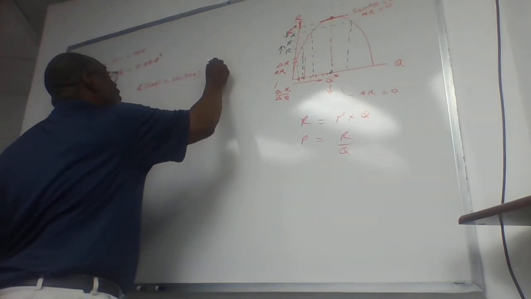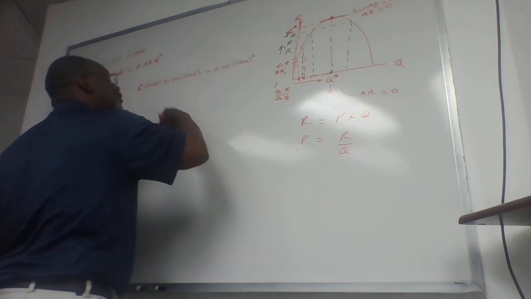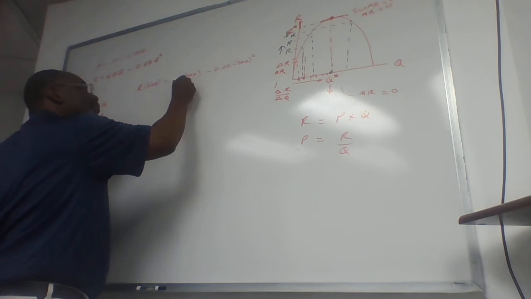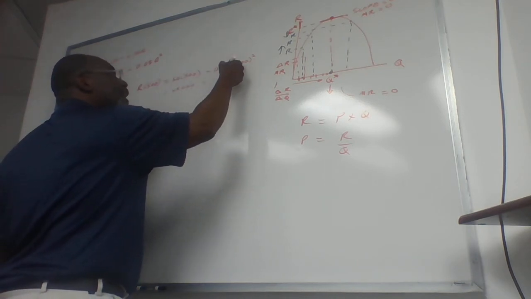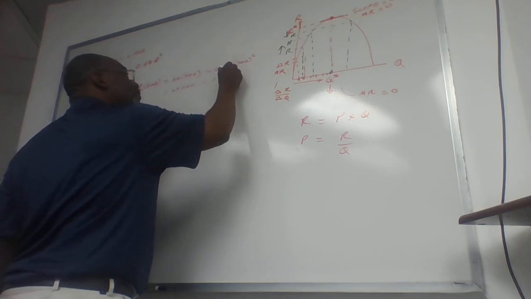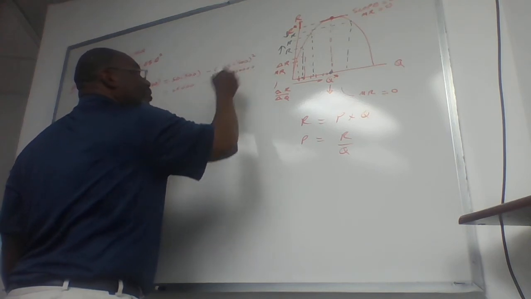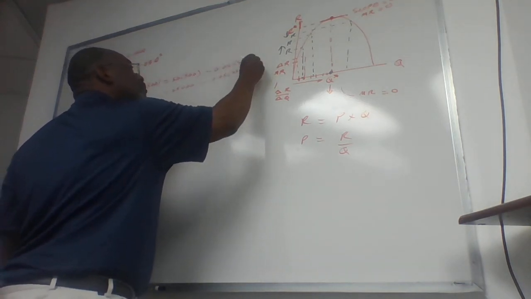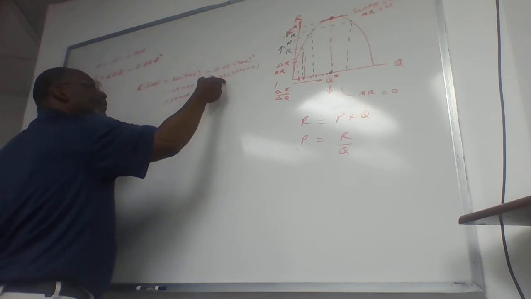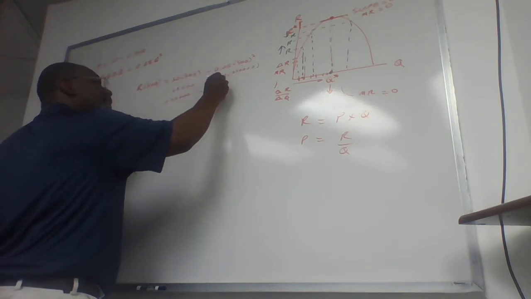minus 0.05 times 500 squared. 5 5s are 25, and that's 3 zeros. So 25,000 minus 12,500. So your answer is 12,500.